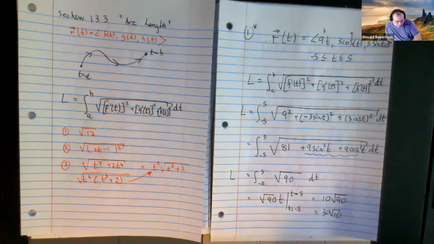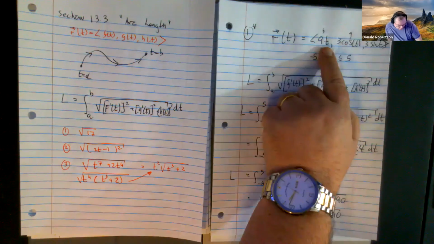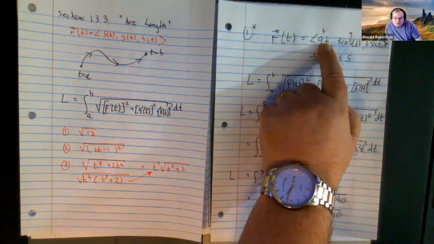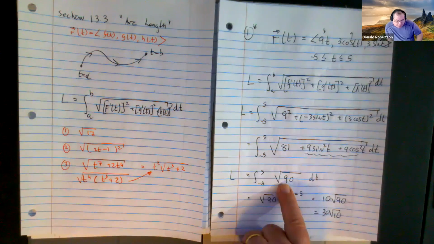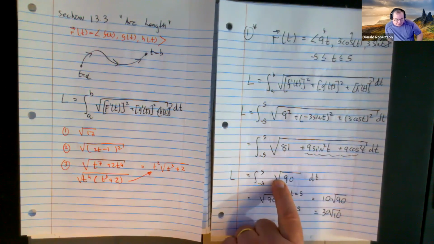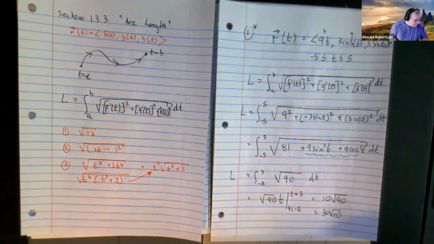So helixes are like corkscrews. They go along the x, y, or z axes, depending on where this term is. And this term, as long as it's linear, like 2t plus 4, you are going to get a really nice square root of a number. And those are the easiest ones to do. I'm glad we picked that one.